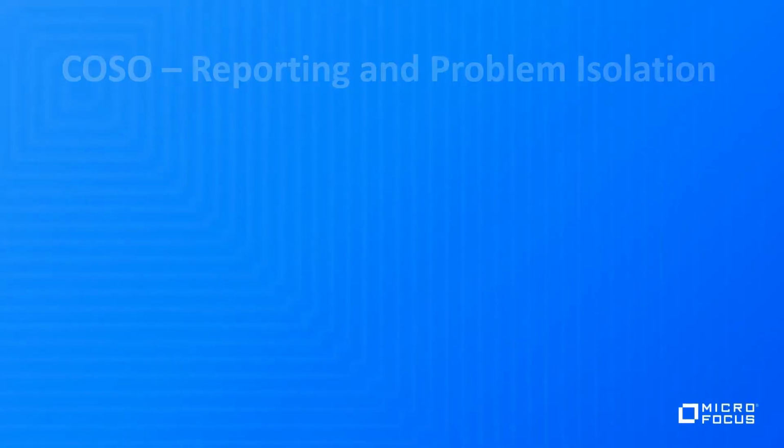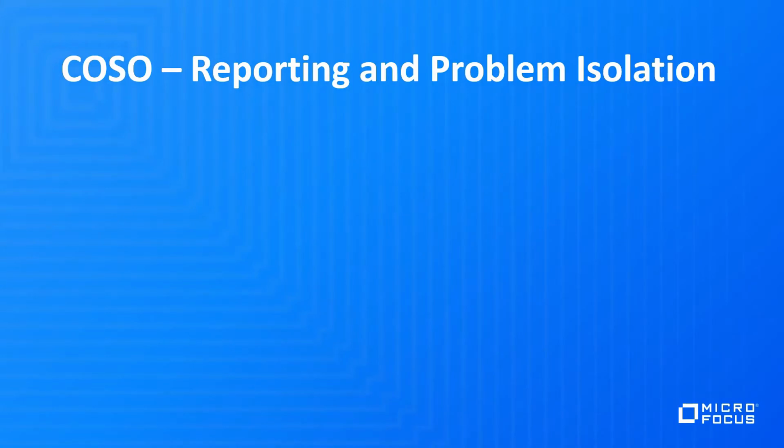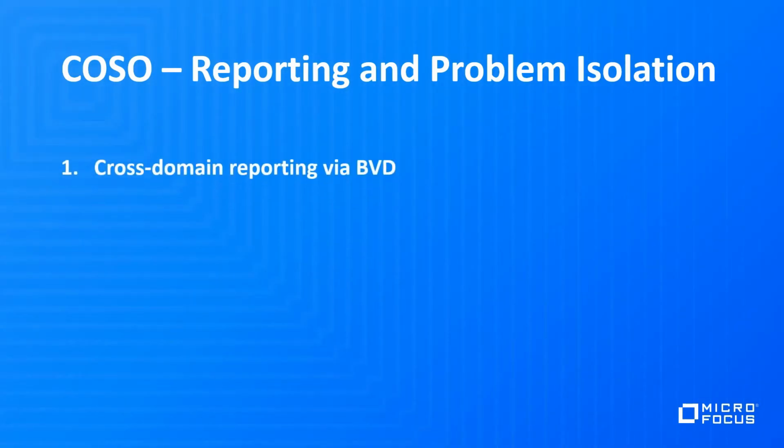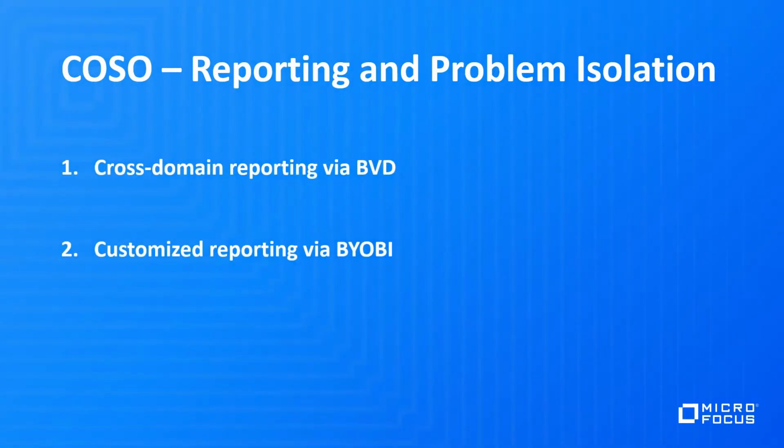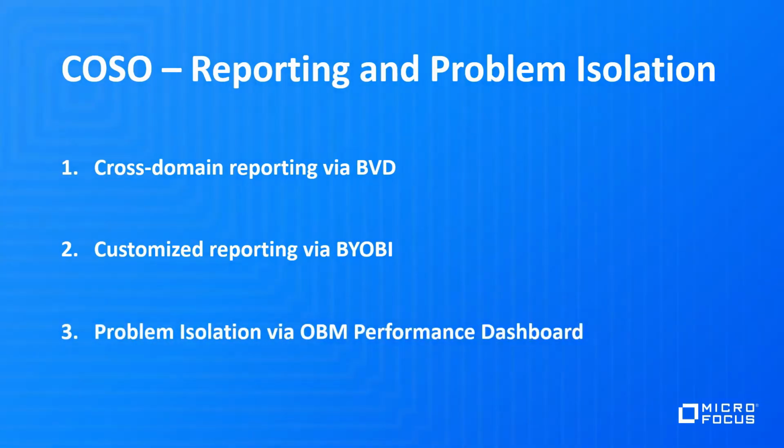In this demo, we will look at 3 methods of reporting and problem isolation now possible with COSO. Cross-domain reporting via Business Value Dashboard, the ability to create quick custom reports using a customer's preferred business intelligence tool, and the quick isolation of problems in OBM Performance Dashboard.